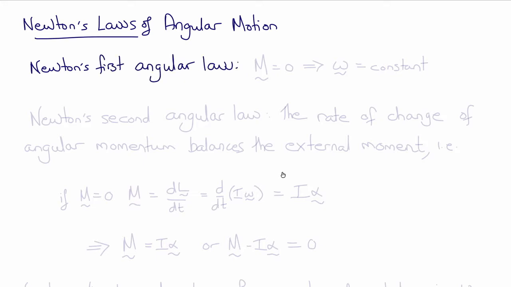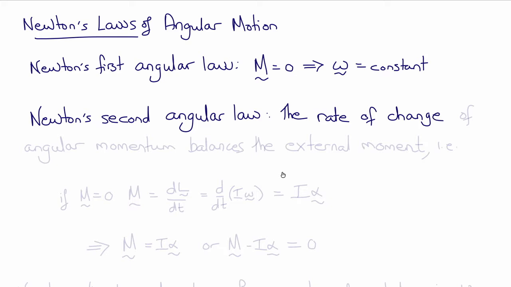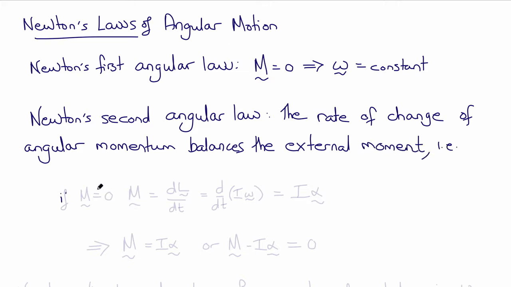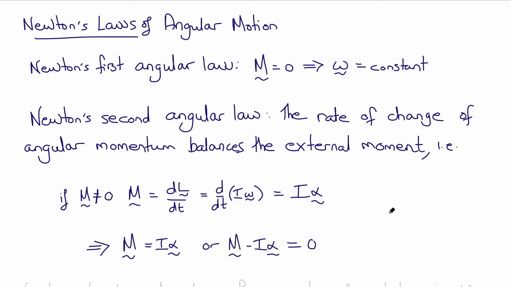Newton's first angular law says that if there is no moment, the angular velocity is constant. So if M equals 0, omega equals constant. Newton's second angular law states that the rate of change of angular momentum balances the external moment, i.e., if M is not equal to 0, then M is the rate of change of angular momentum, dL/dt, or d/dt of I omega. And since the masses and positions are not changing, that would be I alpha, the angular acceleration. So this is the angular equivalent of F equals ma, which is M equals I alpha, or M minus I alpha equals 0.